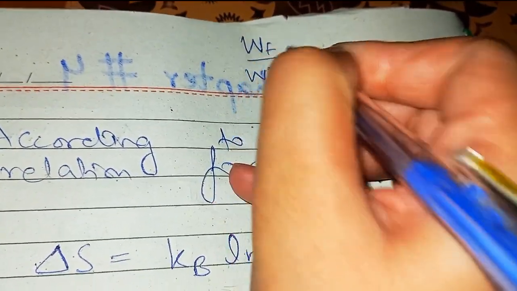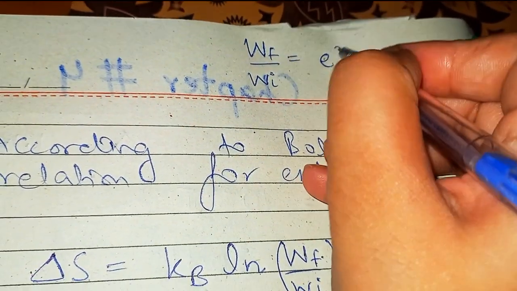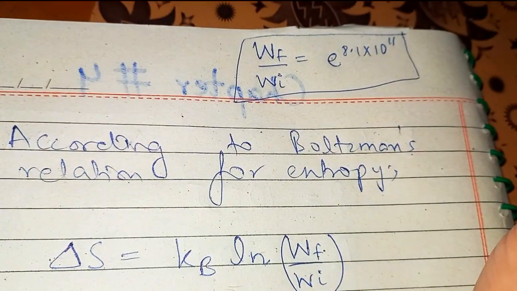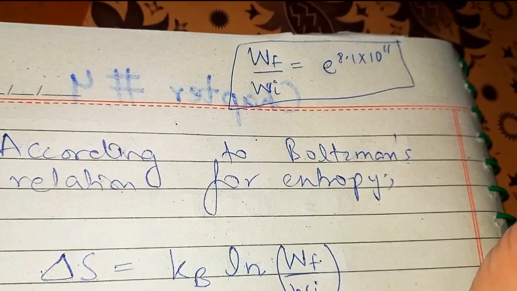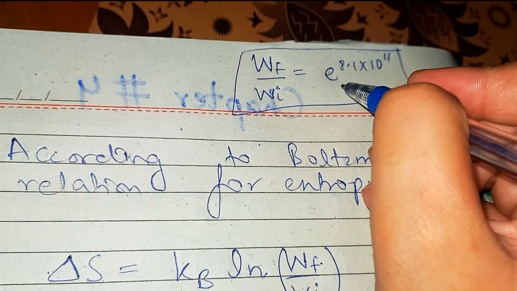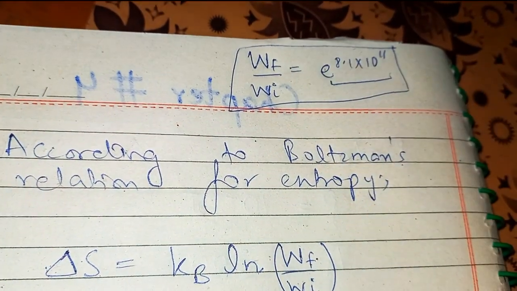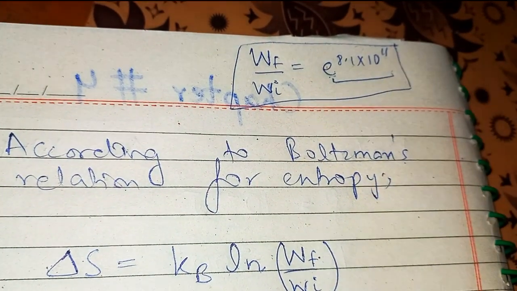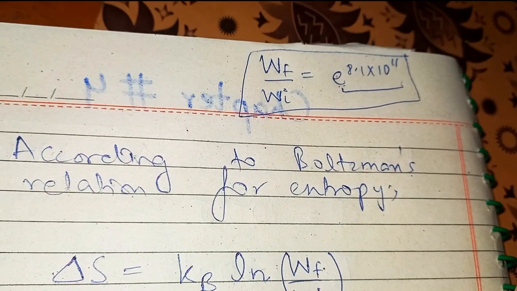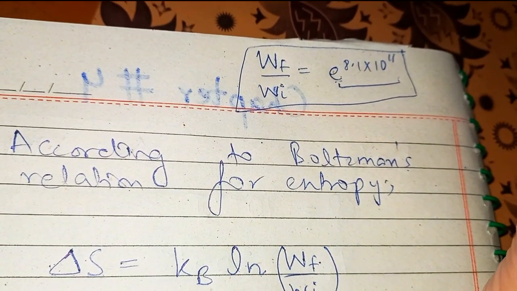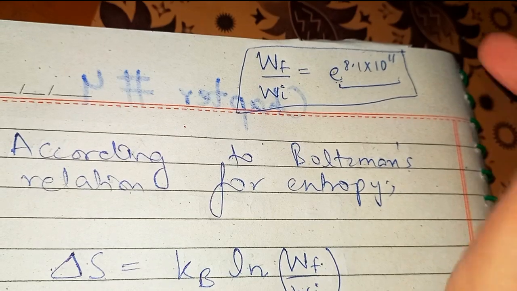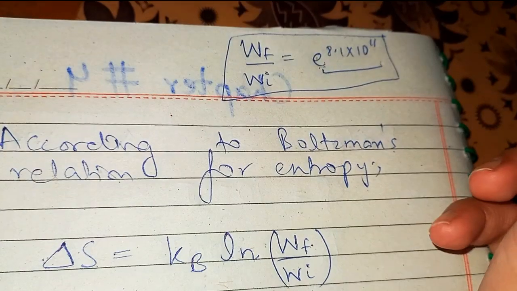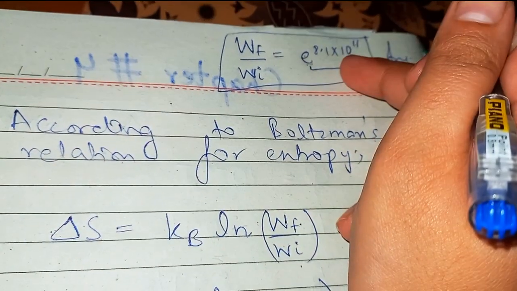Wf by Wi equals e to the power 8.1 multiplied 10 to the power 11. That's the number of accessible states. And you must be wondering why I haven't calculated this on a calculator, like its original value. That was the value of exponential to the power this. Then let me tell you that it's a really huge number, and no calculator will tell you what this value is. Okay, so we express such bigger values in this way. Okay, that's the final answer because it's a really bigger number.